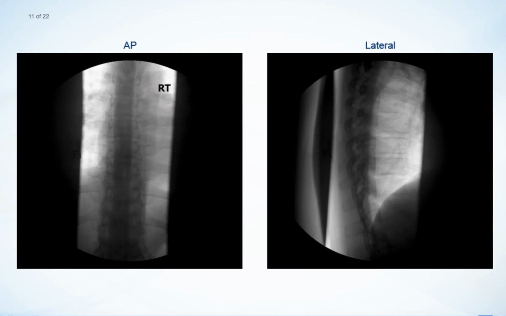At minimum, AP and lateral views of the thoracic region are performed. Both obliques can be performed, along with a lateral swimmer's view if necessary. Images can be obtained either by digital fluoroscopy, routine imaging techniques, or a combination of both.